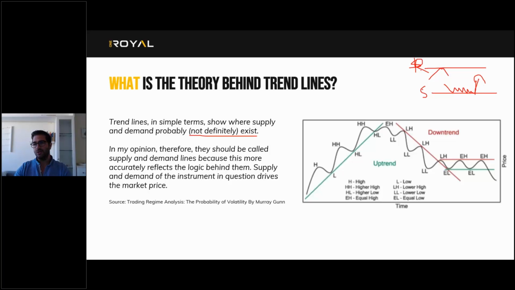So this is why they are known as supply and demand. So this is supply, let me do this so you will not be confused, and this is demand, or support. So once the market reaches this area, everyone needs to buy. This is why I call it demand, and when the market reaches this area, everyone needs to sell. So there will be a huge supply.